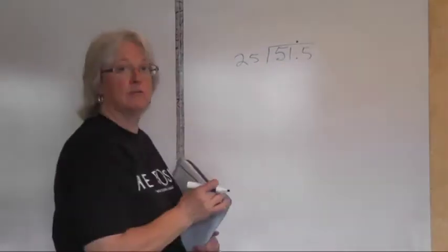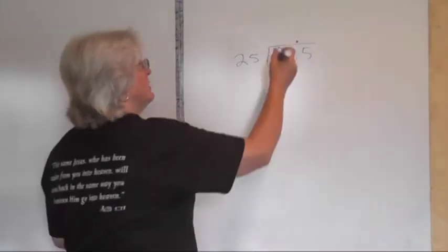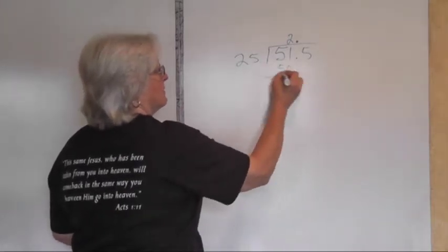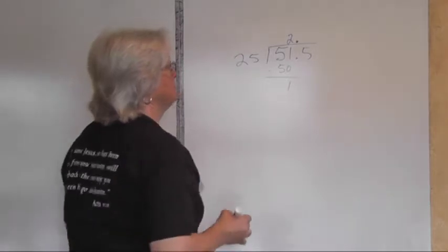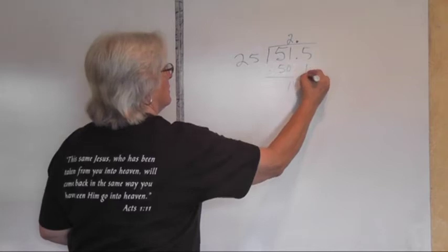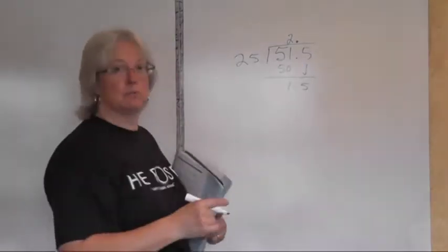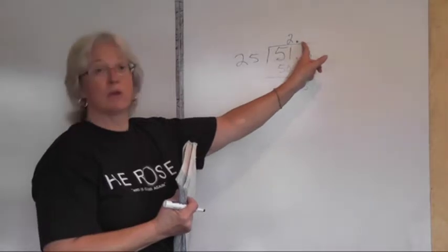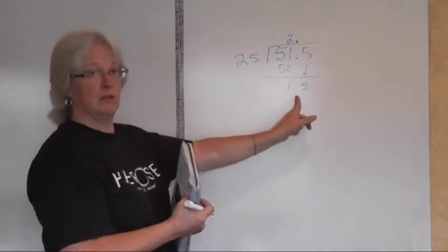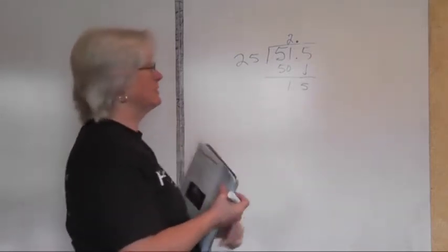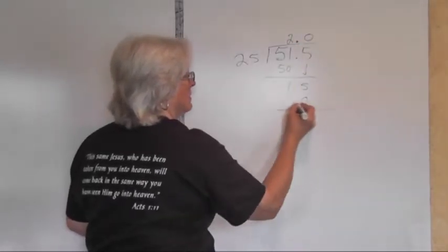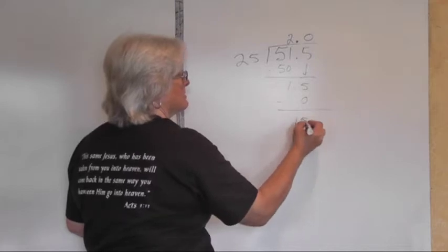51 divided by 25. How many 25s can you count out of 51? 2. 2 times 25 is 50. We subtract, we have 1. 51 minus 50 is 1. You bring the 5 down. We don't worry about that decimal point because we've actually located it up here in the quotient. Can you count any 25s out of 15? No. How many times does 25 go into 15? 0 times. 0 times 25 is 0. 15 minus 0 is 15.